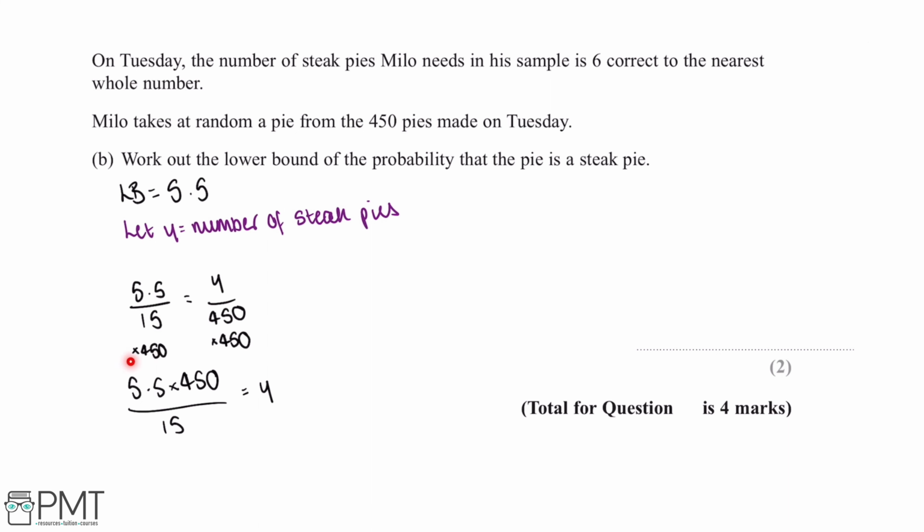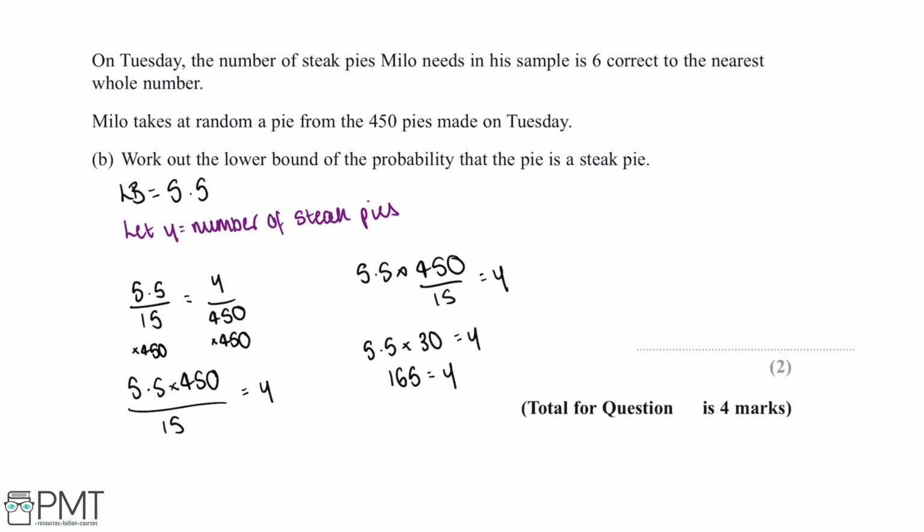Now we can rewrite the left-hand side of this equation to make it easier to work out. We can rewrite it as 5.5 multiplied by 450 divided by 15 is equal to y. And this 450 divided by 15 is easier to work out. And this gives us 5.5 times 30 is equal to y. And then 5.5 times 3 is 16.5, which means 5.5 times 30 is 165. So this means that there's 165 steak pies made on Tuesday.